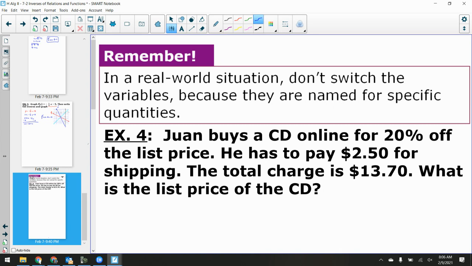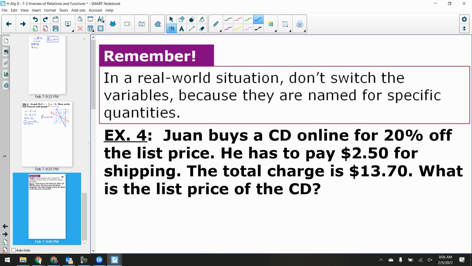Okay. Now, in a real world situation, does it make sense to actually switch the variables? It's very important to think about inverses in terms of real life situations. But does it actually make sense to switch variables when things mean something? Not necessarily. While it's good to do algebraically, to find the inverse of a relation, in a real life application you don't swap the variables, you just solve for the other one.